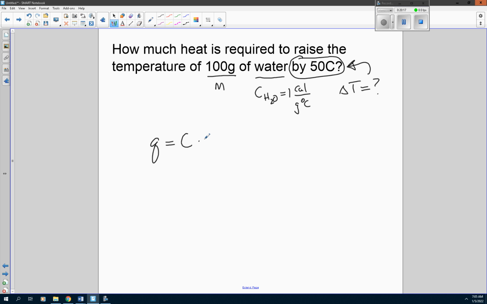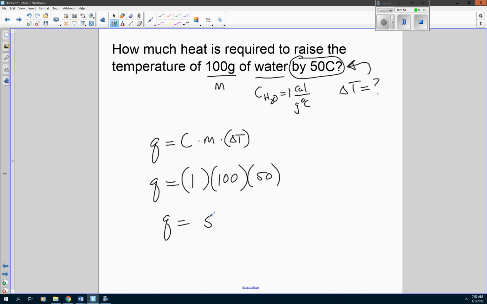Q equals C times M times delta T. If you want to put delta T inside of parentheses to know to do that part first, that's fine. So Q equals C. For water, this is just 1, times the mass, times the temperature change. The mass is 100, times the temperature change, 50. Well, that's just 100 times 50, and we are looking at an energy change of 5,000, right?